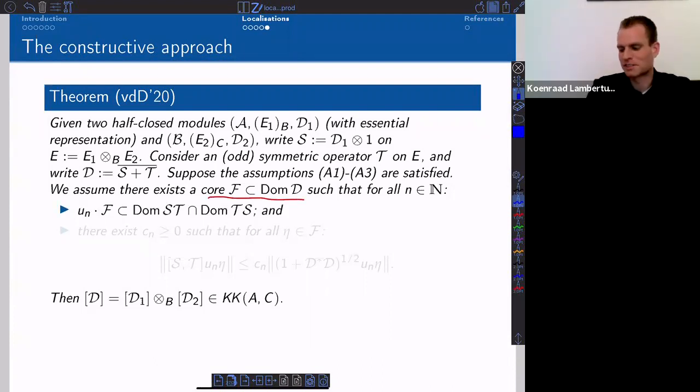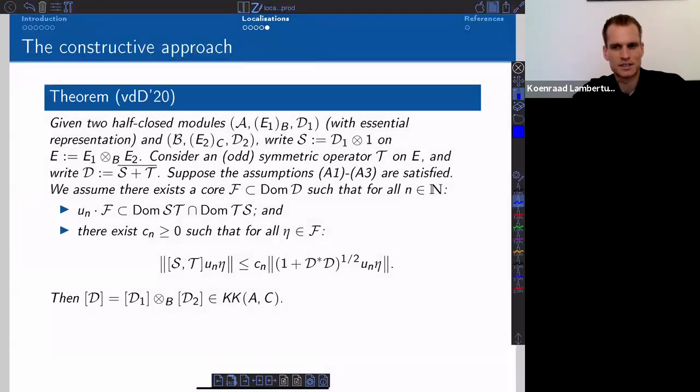And we assume that at least if we restrict to the support of U_n, then this core is contained in both the domain of ST and the domain of TS. So in particular, the commutator of S and T is well defined on this core, at least locally. And second, once this commutator is well defined, we are going to assume the following upper bound.